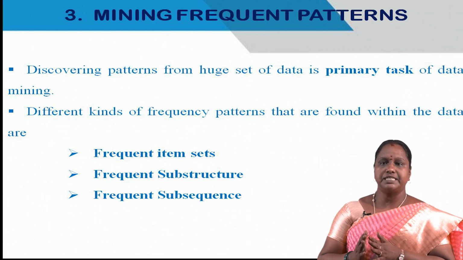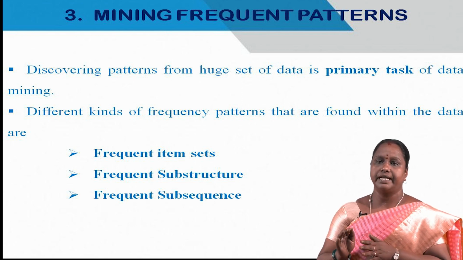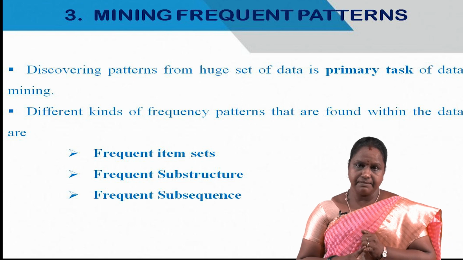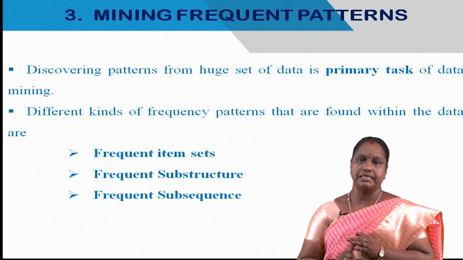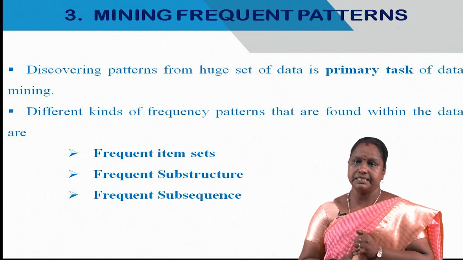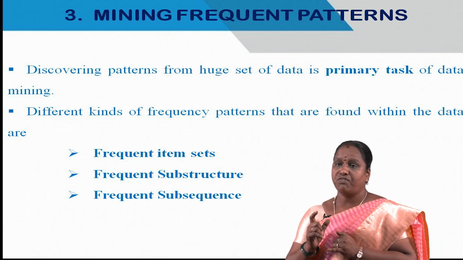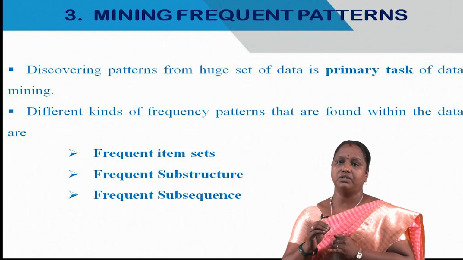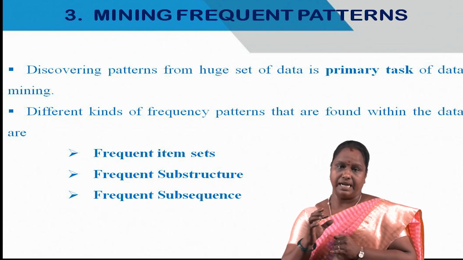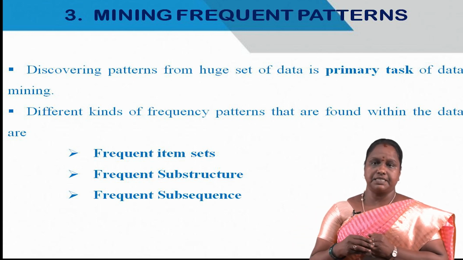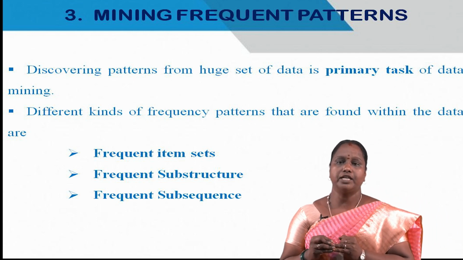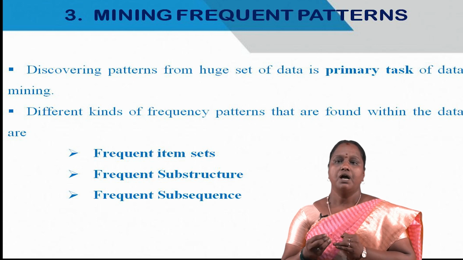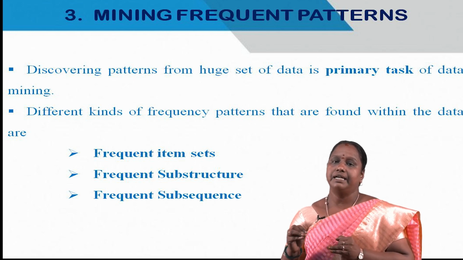Different kinds of frequent patterns that are found within the data are common item sets, frequent substructures and frequent subsequences. First of all, common item sets means this term refers to a set of items commonly encountered together, for example, car and engine. Frequent substructure means different kinds of data structures that may be integrated together with item sets or subsets, like graphs and trees.